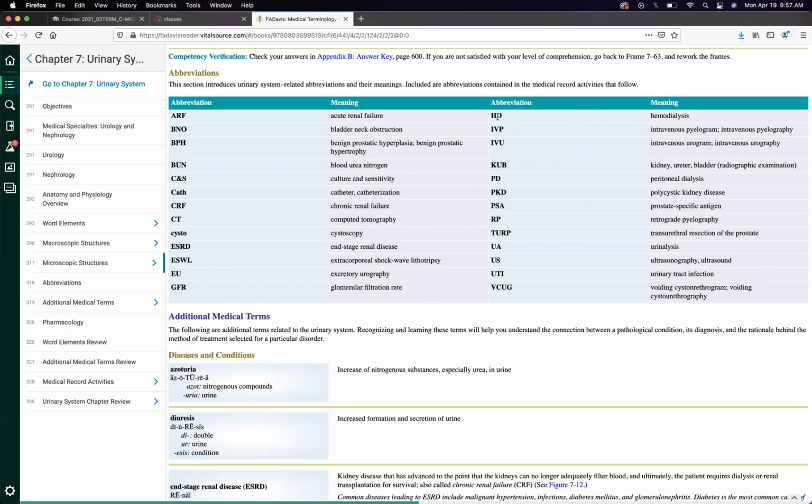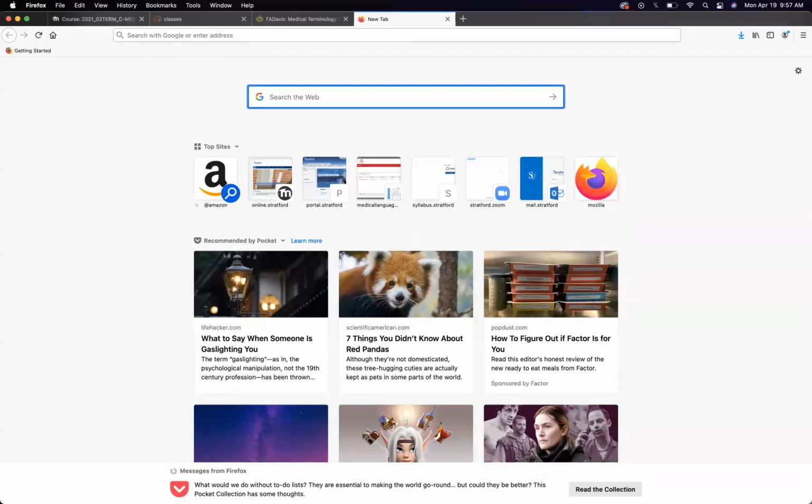Hemodialysis, I don't know if they call it HD. Never seen it. HD to me means high def, means TV. IVP and IVU, intravenous pyelogram, also known as intravenous urogram. So let's look at that. Let's look at IVP in real life.